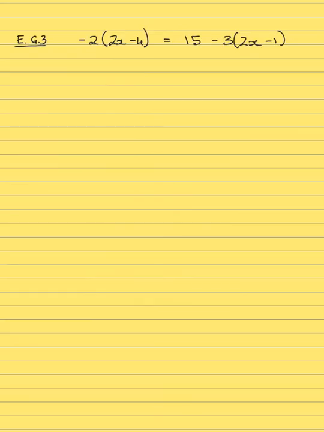Now we'll have a look at this example. So first thing we'll do is multiply out to get rid of the brackets. So minus 2 times 2x is minus 4x. Minus 2 times minus 4 is plus 8. Now on the right hand side, the 15 is just on its own because remember we do the multiplication part separate and we just have 15. So we have minus 3 times 2x, which is minus 6x. And minus 3 times minus 1 is plus 1.